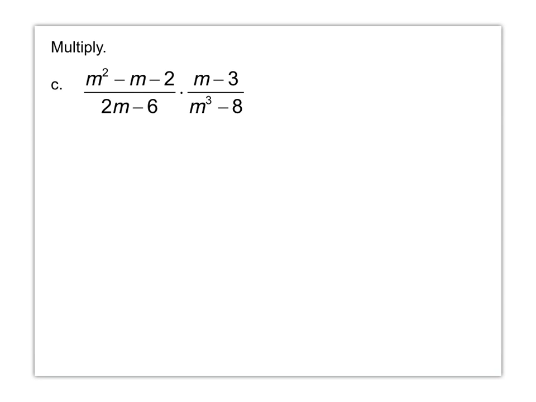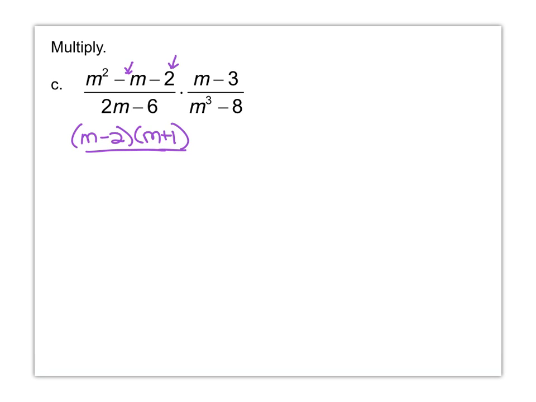All right, let's multiply m squared minus m minus 2 over 2m minus 6 times m minus 3 over m cubed minus 8. Our first step is to completely factor all numerators and denominators. In the first numerator, we have a simple trinomial. So we're looking at the factors of negative 2 that will add up to negative 1. And those factors are m minus 2 and m plus 1.